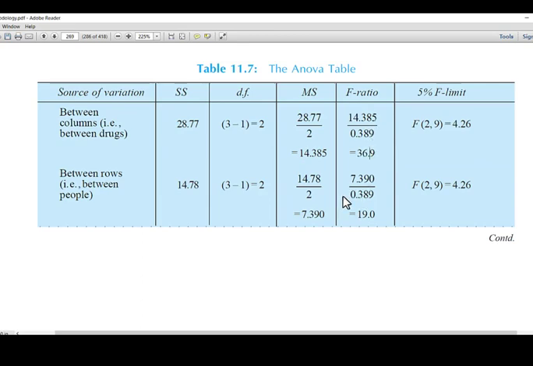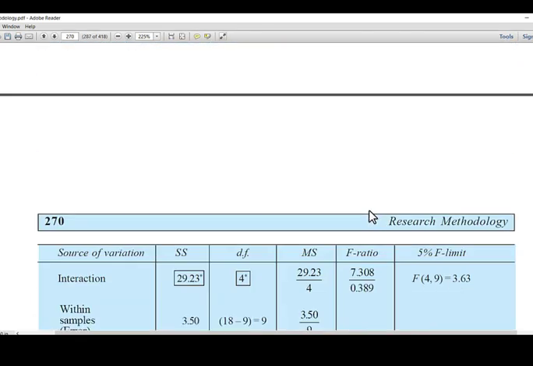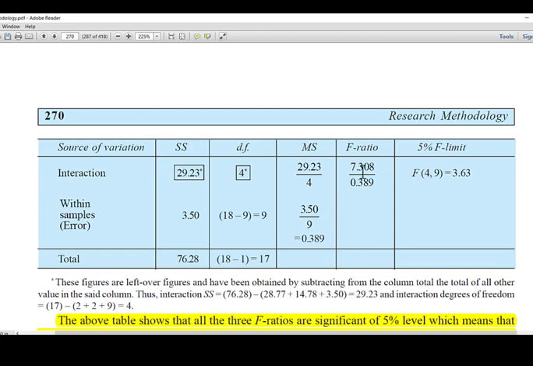And for the F ratio between rows, that is between people, 7.390 divided by the MS value corresponding to error, 0.389, it is 19. And then coming to the interaction, this value 29.23 by 4 is equal to 7.308, divided by the MS value corresponding to error, 0.389. Of course the calculated value is not shown, but that will definitely be more than the tabular value.